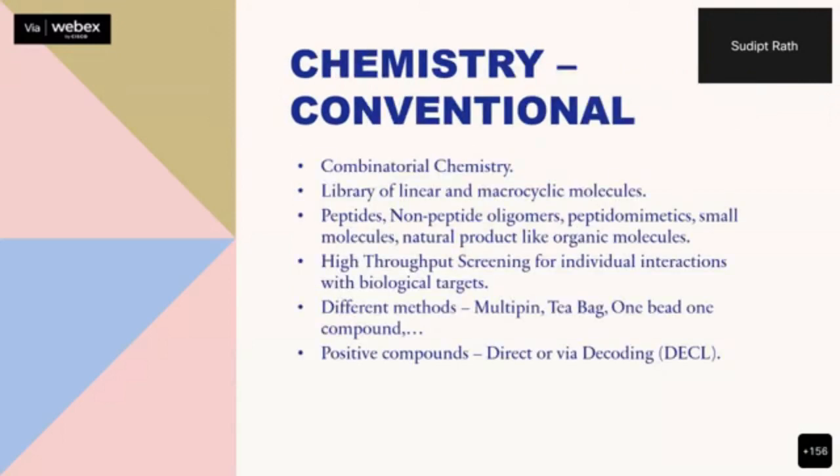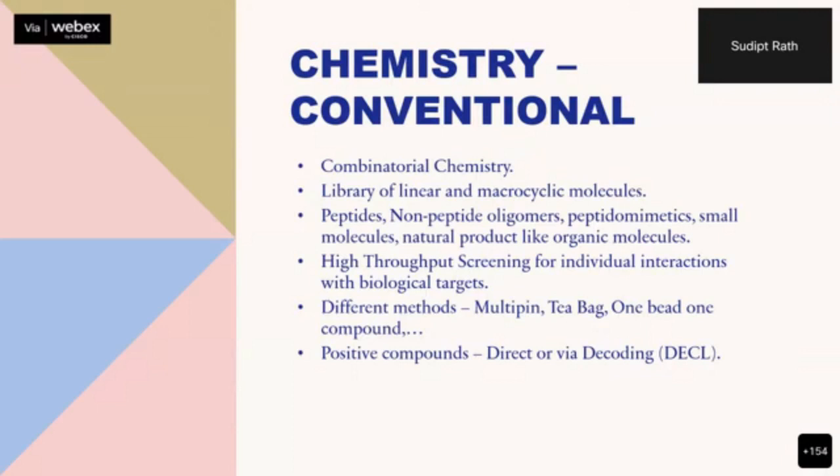And how the chemistry conventionally works, basically they work with combinatorial chemistry, where they have a library of linear and macrocyclic molecules, because most of the modern pharmacological drugs are linear and macrocyclic molecules. So they have a library. That means they know what are the linear molecules, what are the macrocyclic molecules, and they are peptides, non-peptide oligomers, peptide mimetics, small molecules, natural product like organic molecules. These form the part of the library of what we call computer assisted drug designing, or CAD.